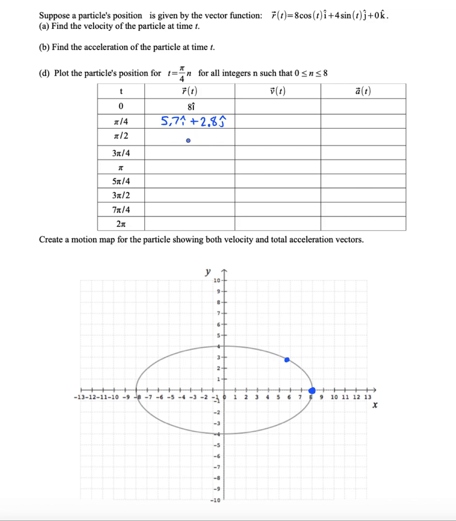If I plug in pi over 2, we'll get 4j. So we're located here. Clearly this particle is moving counterclockwise around the ellipse. And we can fill in the rest here. And we come back to 8i.